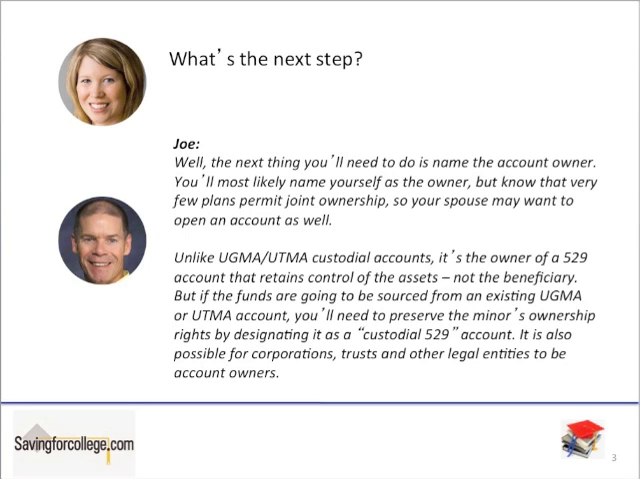Well, the next thing you'll need to do is name the account owner. You'll most likely name yourself as the owner, but you should know that very few plans permit joint ownership, so your spouse may want to open an account as well. Unlike the UGMA or UTMA custodial accounts, it's the owner of a 529 account that retains control of those assets, not the beneficiary. But if those funds are going to come from an existing UGMA or UTMA account, then you will need to preserve the minor's ownership rights by designating it as a custodial 529 account. It's also possible for corporations, trusts, and other legal entities to be account owners.